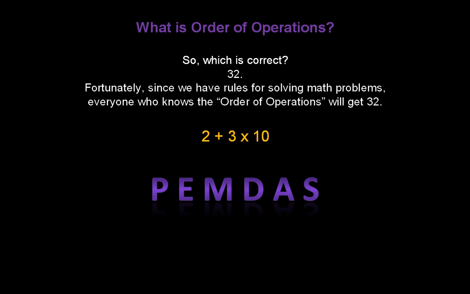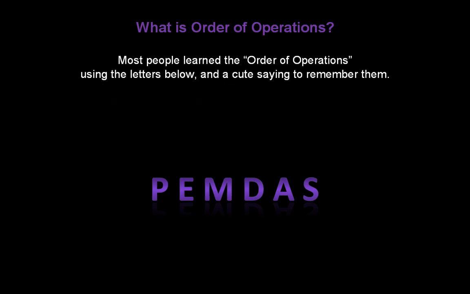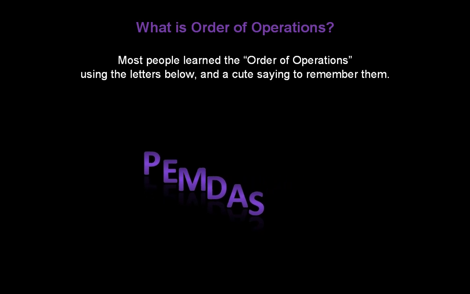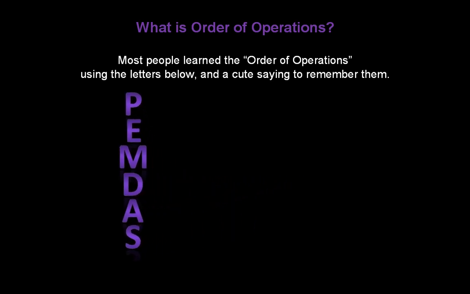Fortunately, since we have rules for solving math problems, everyone who knows the order of operations will get the correct answer, 32, every time. Most people learn the order of operations using the letters below and a cute little mnemonic or memory saying to help remember them. Do you remember what PEMDAS stood for? It stood for Please Excuse My Dear Aunt Sally.